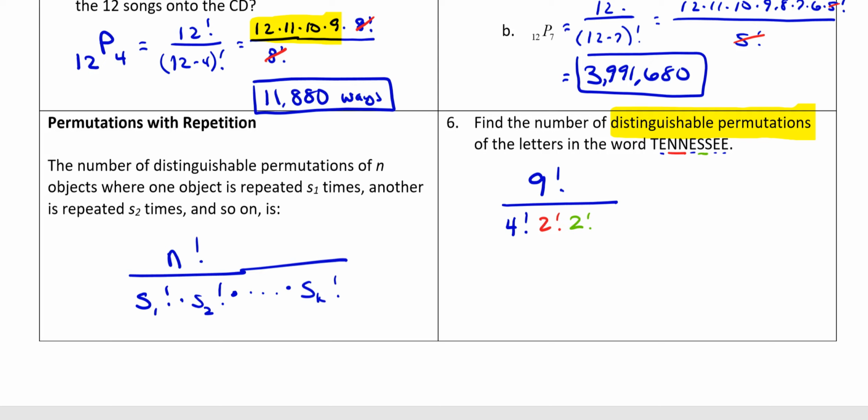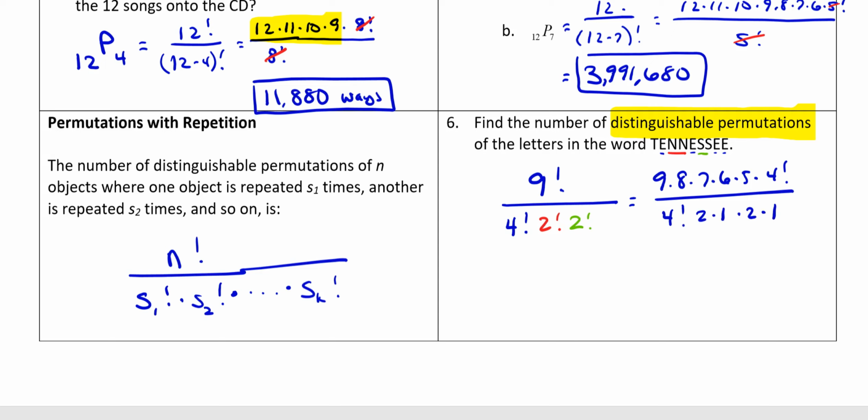So now we simply have to figure out what this equals. Okay, so we can do this by hand, we can do it with a calculator. It's kind of our choice. I'm going to show you how to do it by hand. This is how I would do it by hand. 9 times 8 times 7 times 6 times 5 times 4 factorial, so that those 4 factorials would cancel. That's the largest one. Over 2 times 1 times 2 times 1.